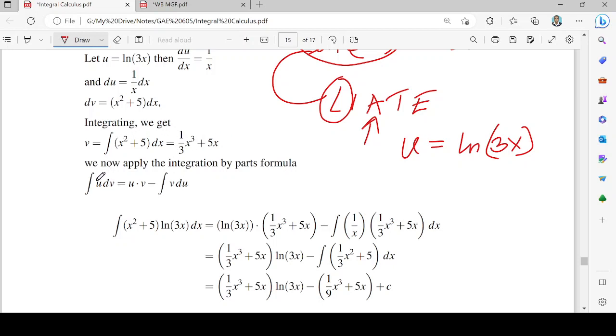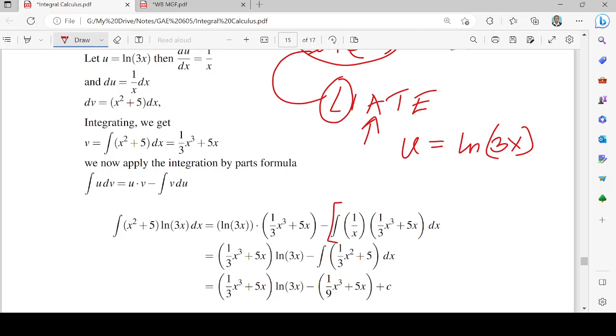So we substitute in the formula. The formula says the integral of u dv is equal to u times v minus the integral of v du. So our integral was this. So we get u times v. We have the function u here, which is logarithm of 3x, times v, which is this one. Then minus the integral of v du. v is 1 over 3 x cubed plus 5x, and du is 1 over x times dx. So we substitute and simplify this.